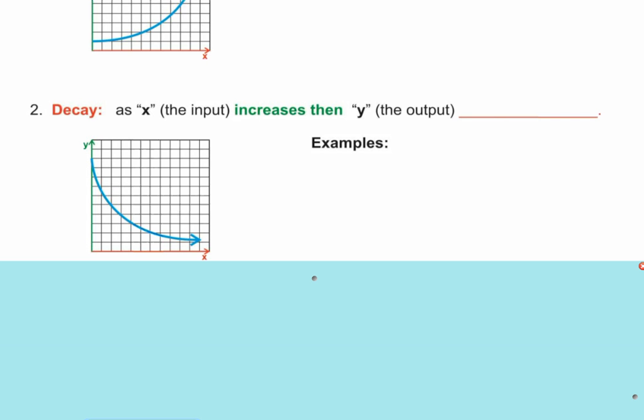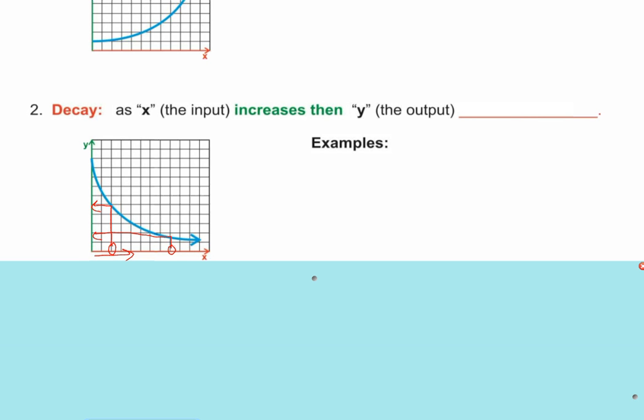Now to determine decay, we're going to do the exact same thing. We're going to increase the input and see what happens to the output. So again, our input, we're moving left to right and seeing what happens to the output. Let's take an input right here. The output is up here, yes? As I move to the right, what happens to my output? It's decreasing. That's a decay. And you can see that curve goes down to the right.